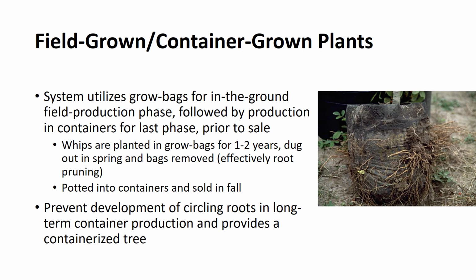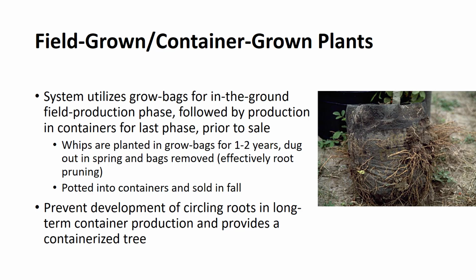A new method of producing plants, especially trees in nurseries, is a combination of field-grown and container-grown systems. This system utilizes grow bags for in-the-ground field production phase, followed by production of containers during the last phase of production, just prior to sale. In this system, young container-grown trees, whips, are planted into grow bags and grown under standard field production methods for a year or two depending upon the species and the size of the grow bags.